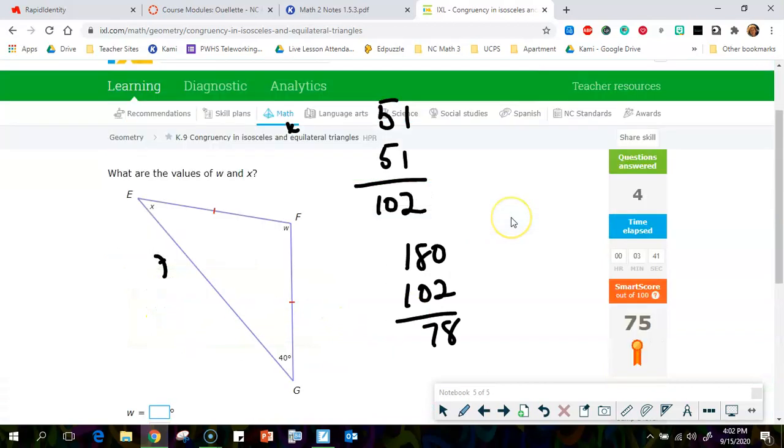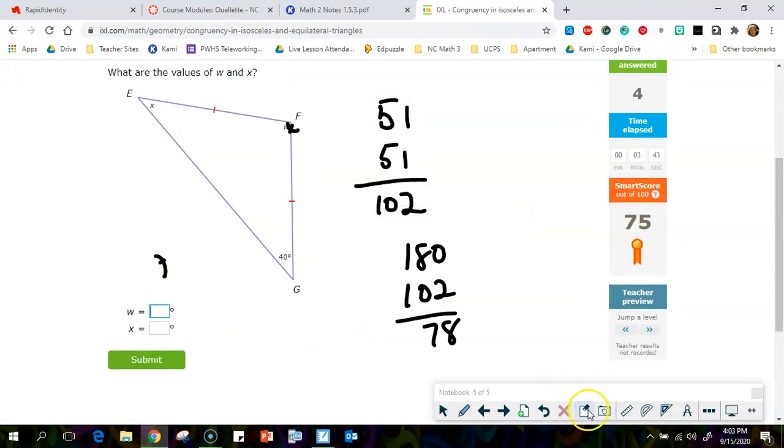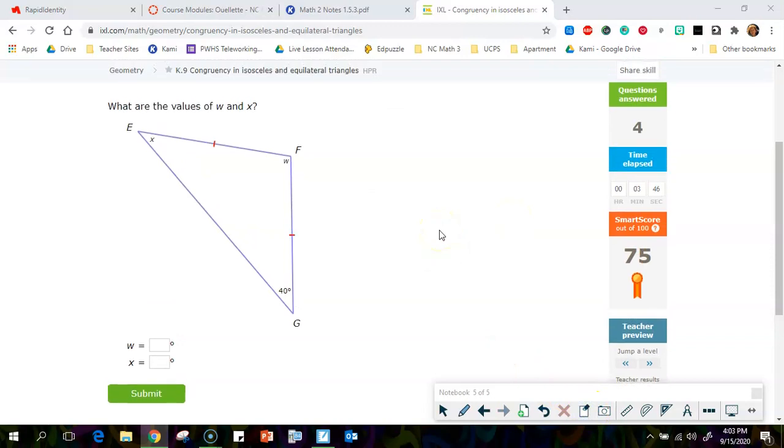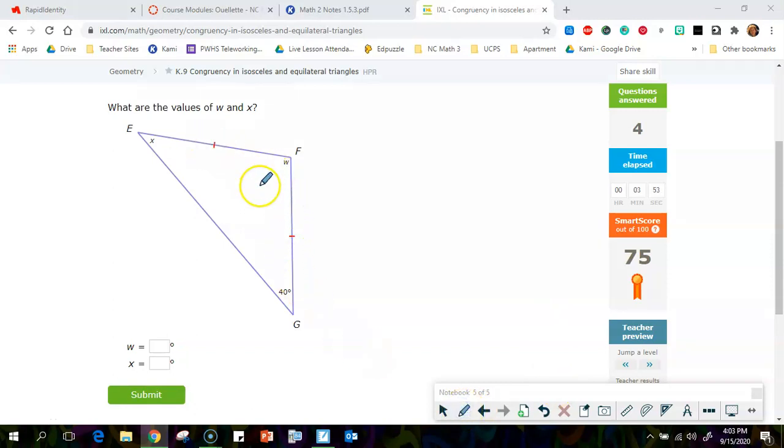Okay, so what did that put us at? That put us at a 75. We can look at one more. This one again is asking us for two different angles, and what we want to look at is the fact that these two sides are congruent, so that means this angle is congruent to this angle. So angle X is also 40 degrees, and it does ask for angle X. And then it asks for the third angle W. So 40 plus 40 is 80, and 180 minus 80 is 100. So that angle would be 100.